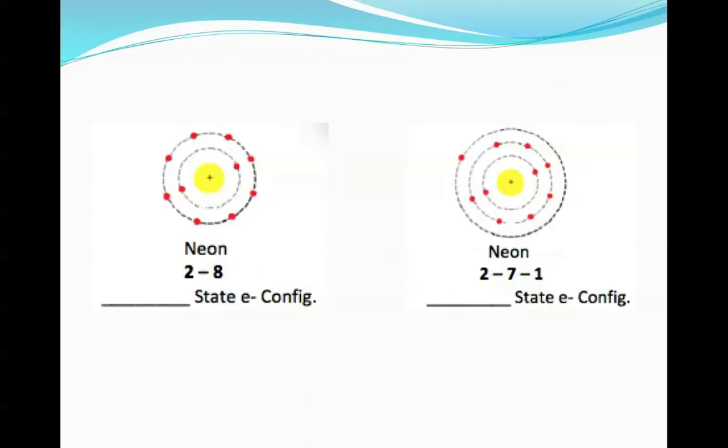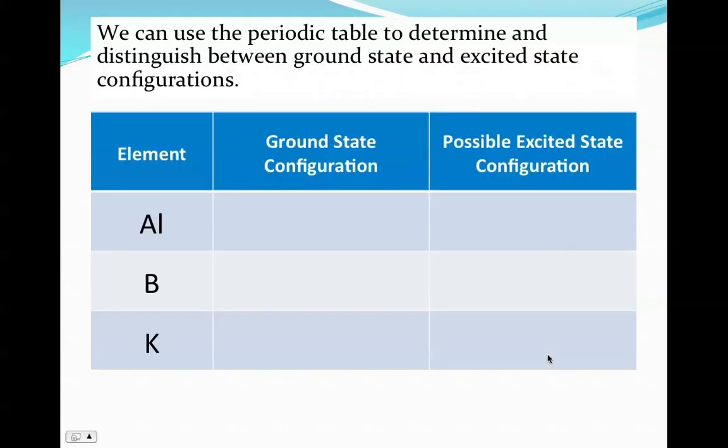So if I look at neon on the periodic table, the 2-8 configuration is on the periodic table. So that's our ground state electron configuration. And as you can see, an electron is moved from the second energy level up to the third energy level. So this is the excited state electron configuration. So we can use the periodic table to distinguish and determine ground state and excited state configurations.